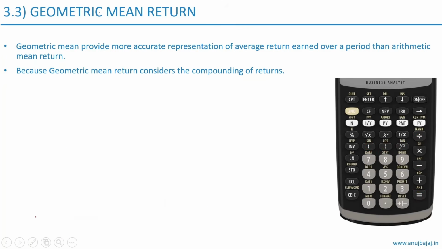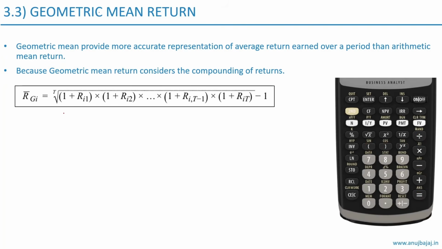Now let's see if we can derive a formula for this. So the formula is 1 plus year 1's return multiplied by 1 plus year 2's return and so on until 1 plus the last period's return. Now instead of writing this root, we can also write it as raised to 1 divided by n and minus 1. Now let us look at an example.